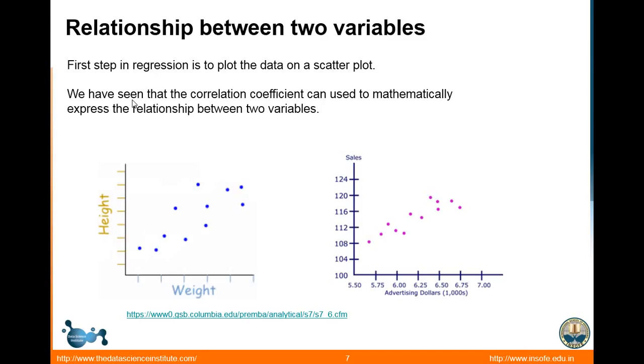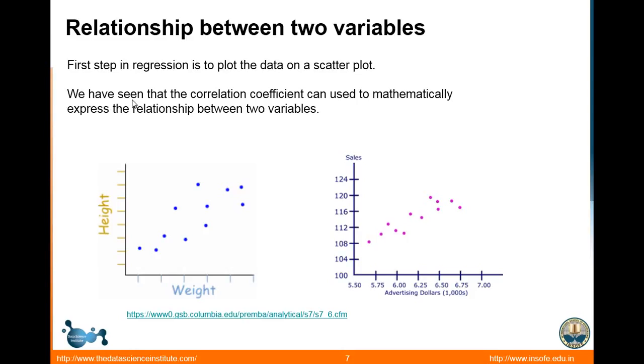Now let us understand how the regression model is built. The first step in regression is to find the relationship between the independent variable and the dependent variable. How we do that is we could use a visual representation such as scatter plots, and we know how to quantitatively understand the strength of the relationship, that is, using the correlation coefficient.